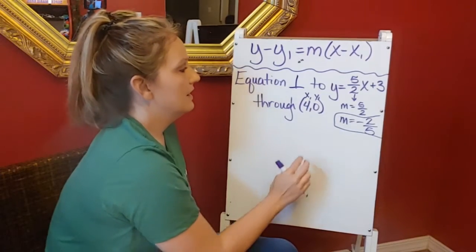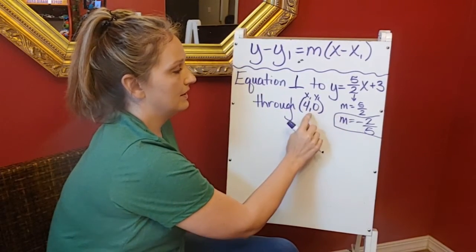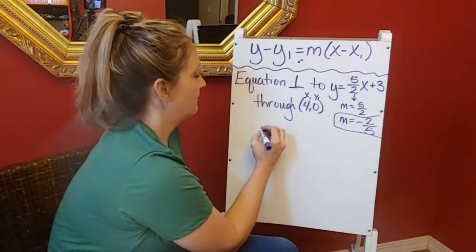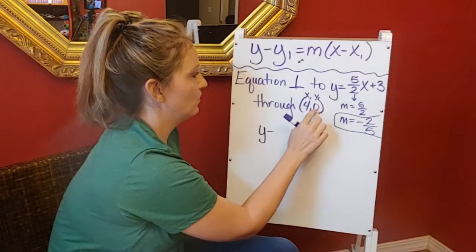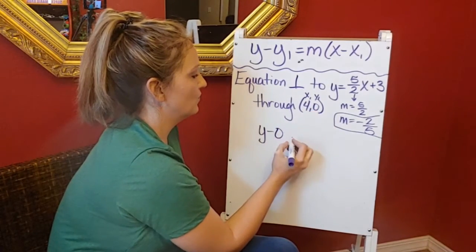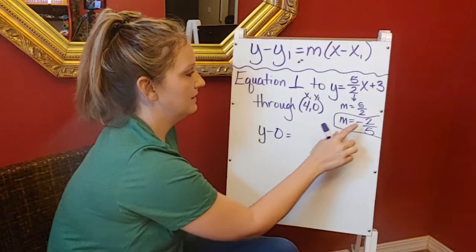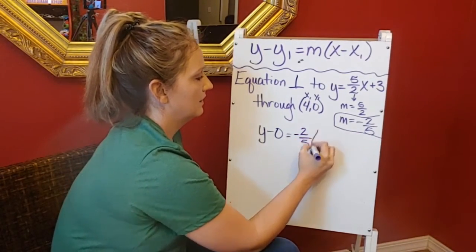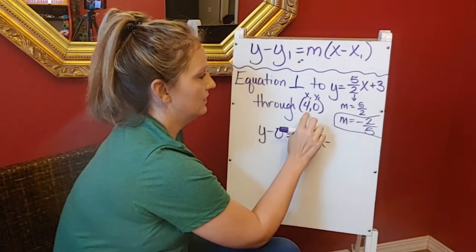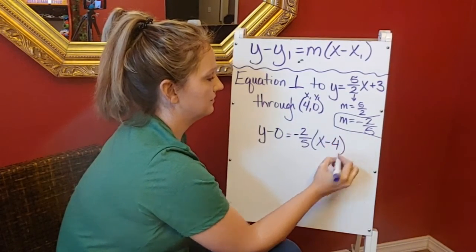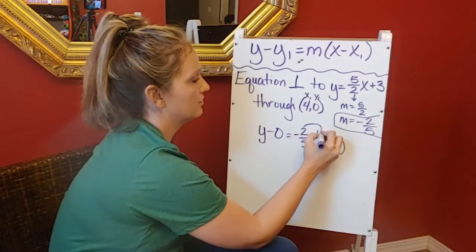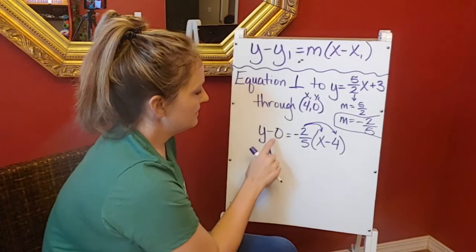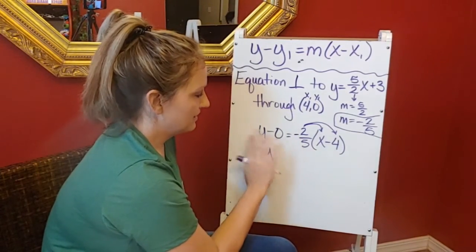Negative 2/5. So now that I know the slope I'm going to use and I know the point I'm going to use, I'm going to sub that in up here into my point slope form. So y minus y1, y1 is 0, so just y minus 0 equals m. Remember, I'm using this slope, negative 2/5, times x minus x1, and x1 is 4. Okay? I'm going to distribute my negative 2/5 through my parentheses. So since this is minus 0, that's not going to matter. I'm just going to drop it off.